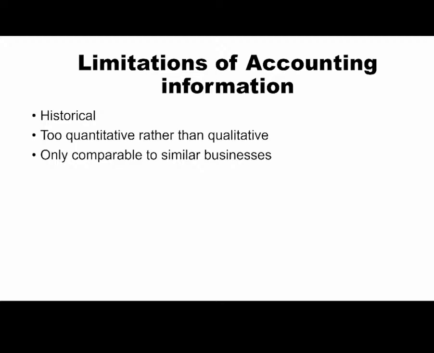Also, it is too quantitative rather than qualitative. Accounting information has too many figures and fewer explanations. For any system to be useful, it must strike a balance between quantitative and qualitative measures. More so, it is only comparable to similar businesses. Accounting information is only comparable to businesses of a similar nature. It is difficult to compare a service-oriented organization to a manufacturing-based firm.